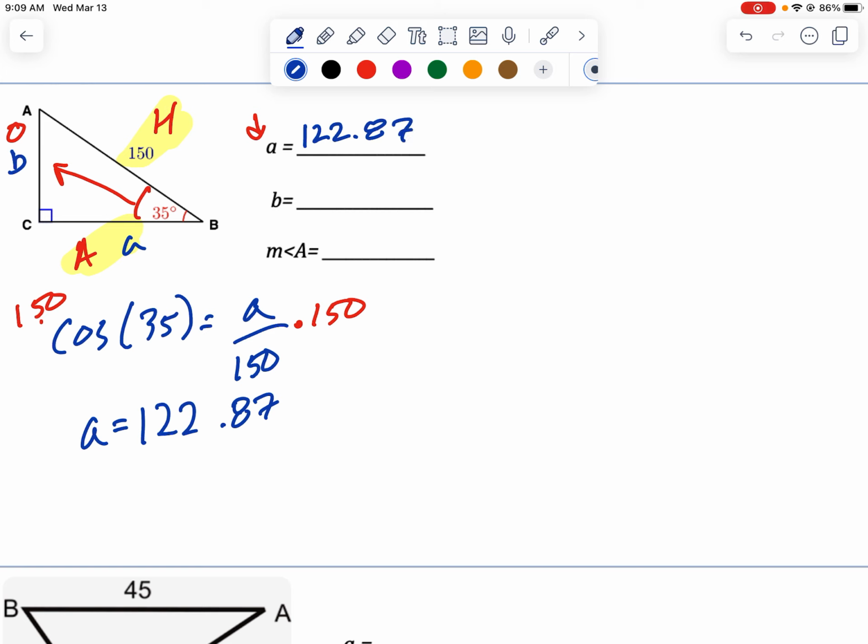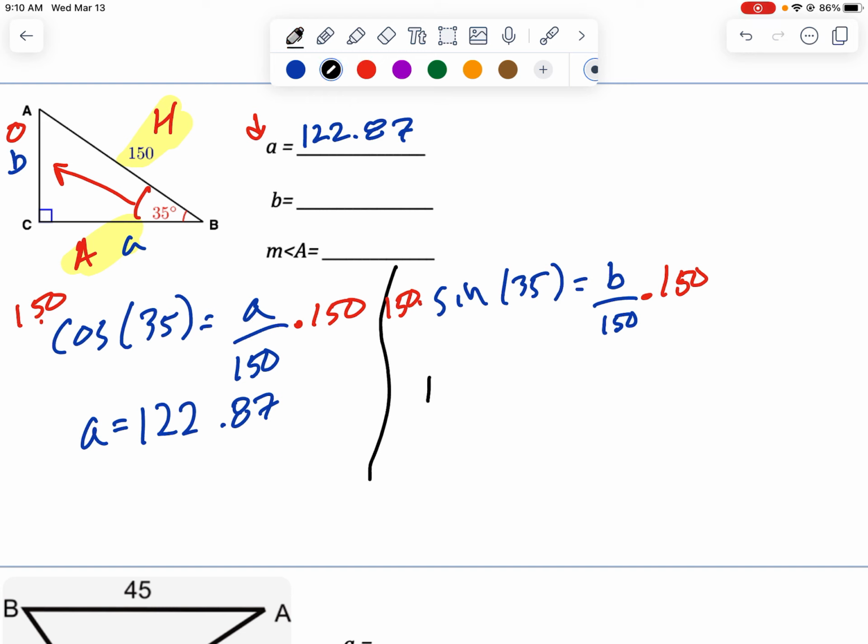Now, to find B, I can do the Pythagorean theorem, or I could use trig again. Why don't you choose your own adventure there? I'll do both just so you see the work for both. If I use trig, it'd be the sine of 35 equals B over 150. Then I multiply by 150.